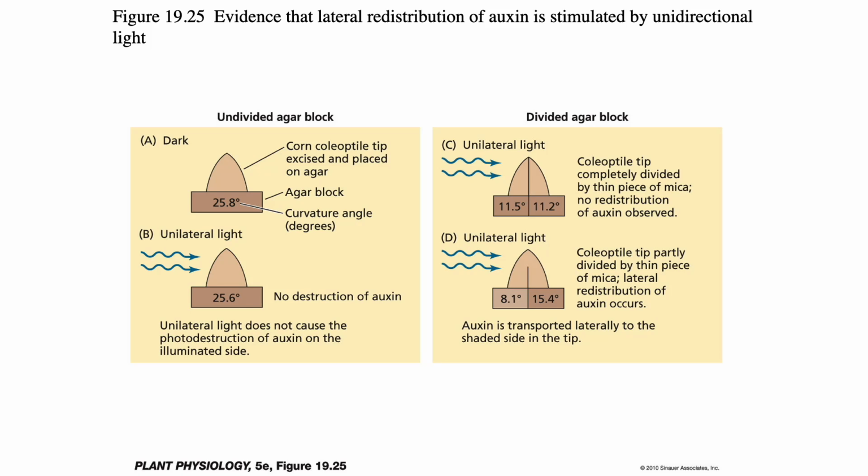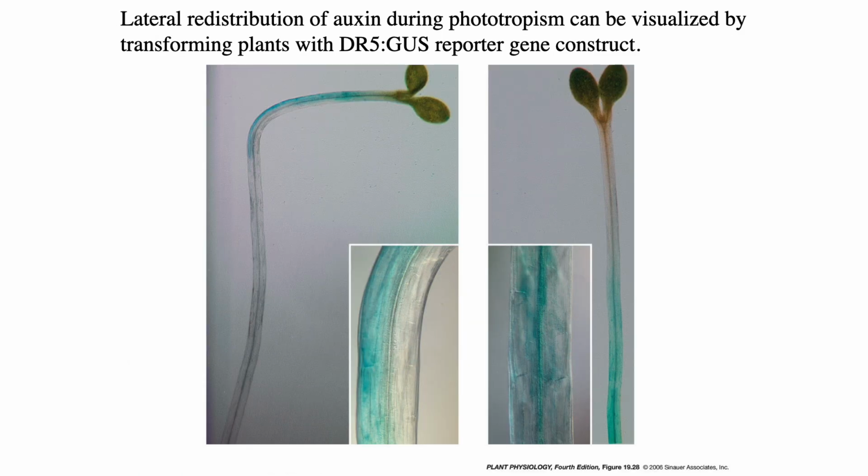light-induced IAA migration to the shaded side in a coleoptile tip divided by a mica barrier. And D shows the light-induced migration of IAA to the shaded side in an intact tip, with auxin amounts much higher than the illuminated side. Newer molecular biology techniques confirm these results.